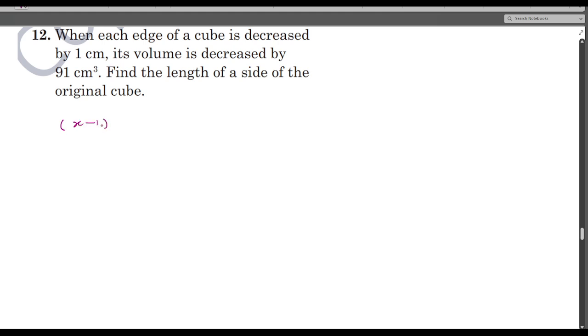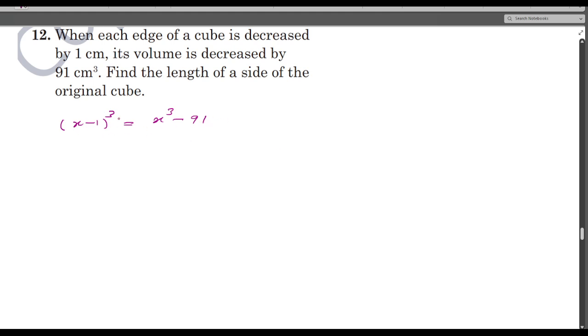So let us consider the size of the original cube is x. The problem is saying that if I decrease x by 1, and if I find the volume, that means x minus 1 cube, the result is 91. When each edge of the cube is decreased by 1 centimeter, its volume is decreased by 91. So here x cube was my original volume, so x cube minus 91, this is given.